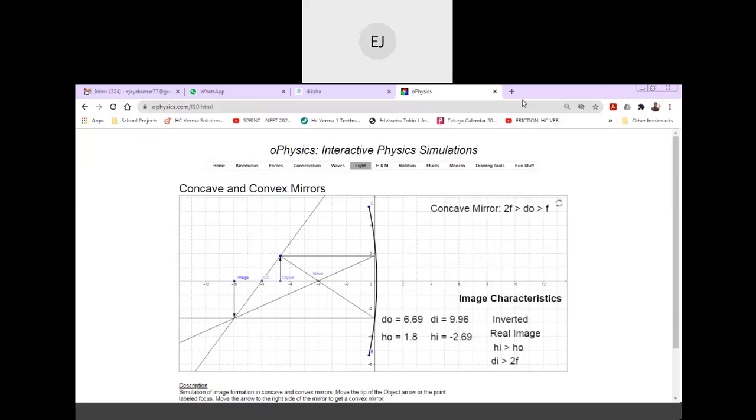Sir, I cannot understand radius of curvature. Radius of curvature means from center of curvature to pole distance, we call it radius. From center of curvature to any point on the mirror, we call it radius of curvature only. Is it okay? Samir? Okay, sir, understood. It is just like the radius of a circle. We define it for a circle in the same way.